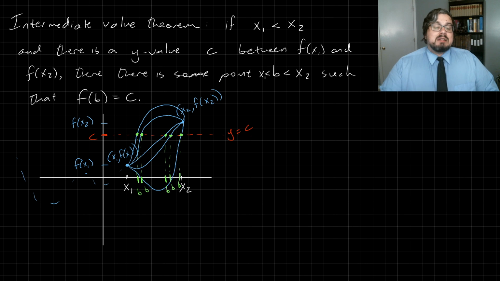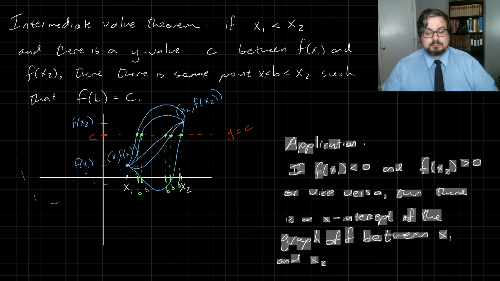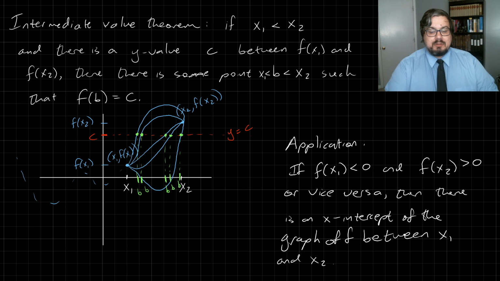Now, there are lots of things that we can do with the intermediate value theorem. We're going to be looking at one particular application, which is the following. If we've got the function f, and if we've got 2 different outputs of it, one of them being negative and one being positive, then there has to be an x-intercept, a 0 of the function, between x1 and x2.